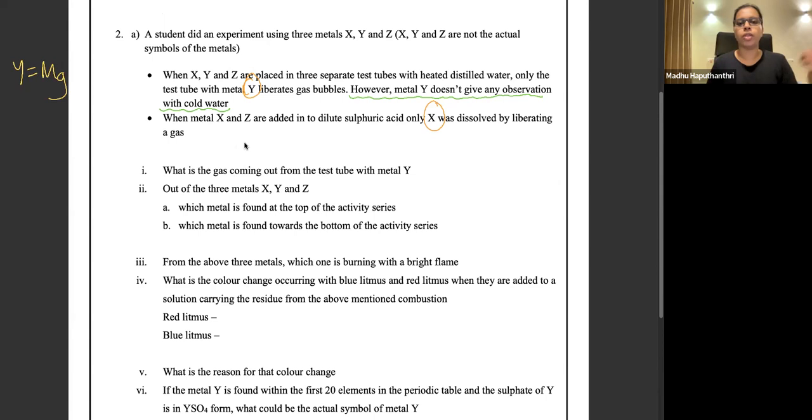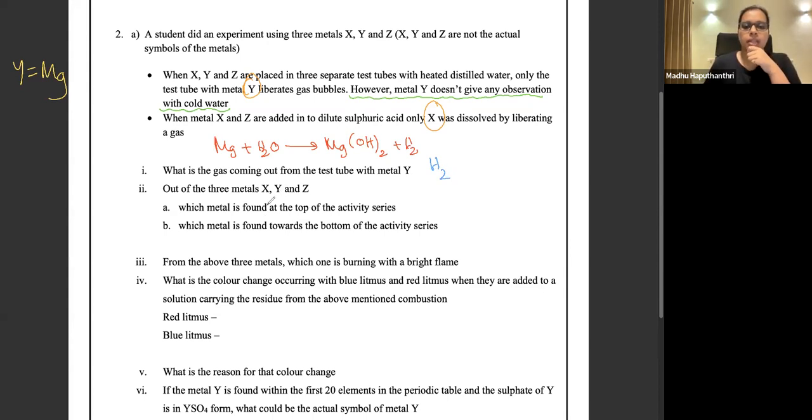Now, actually, you know who this Y is. When magnesium is reacting with water, what is the reaction? Magnesium with water is forming magnesium hydroxide and hydrogen. So the gas is hydrogen.